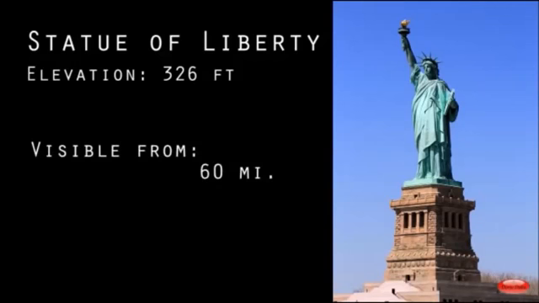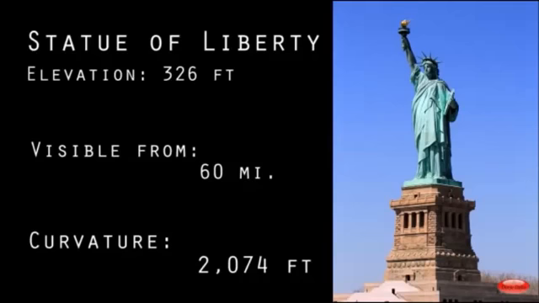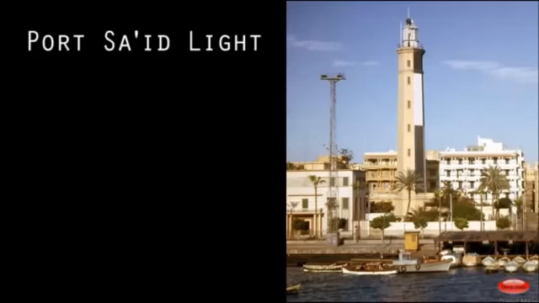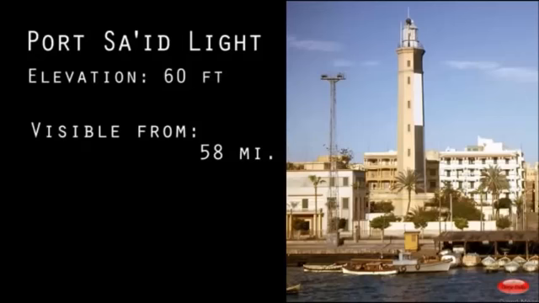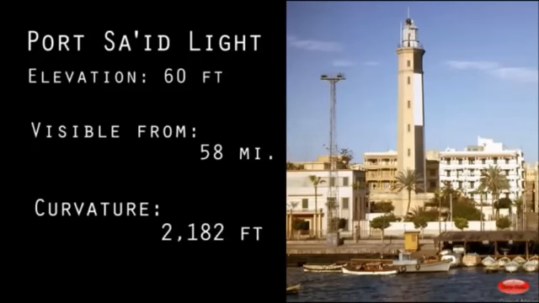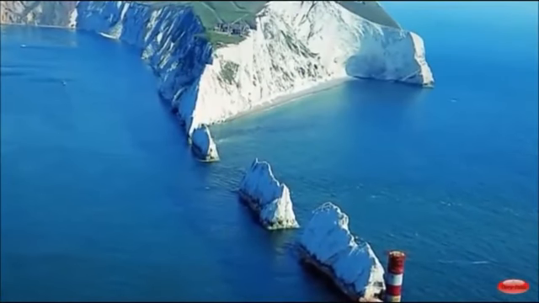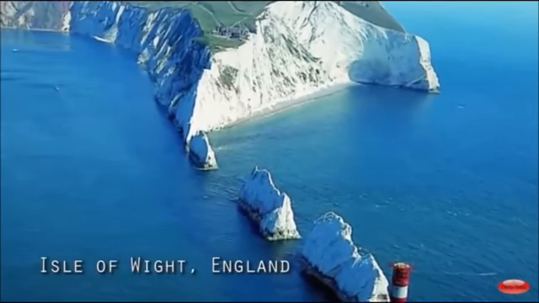The Statue of Liberty in New York stands 326 feet above sea level, and on a clear day can be seen as far as from 60 miles away. At that distance on the ball Earth, Lady Liberty would be an impossible 2,074 feet below the curvature. The lighthouse at Port Said in Egypt, at an elevation of only 60 feet, has been seen an astonishing 58 miles away, where it should be below 2,182 feet of curvature.